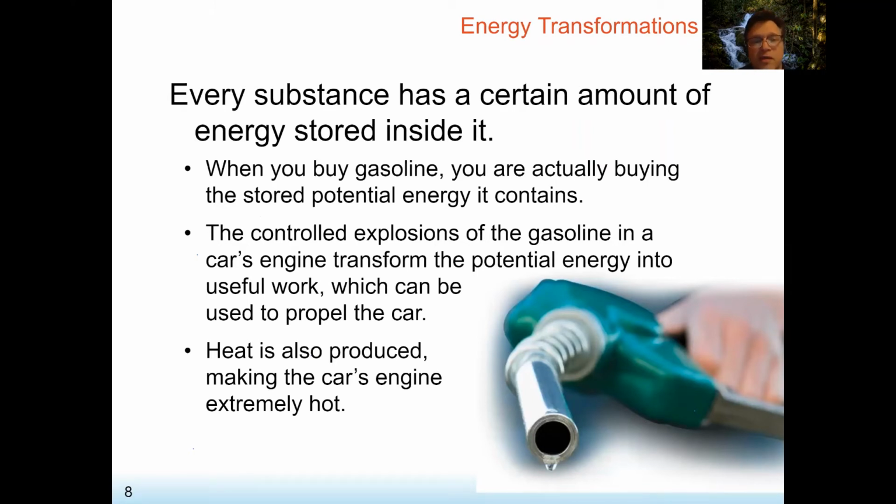To further that idea, when you buy gasoline for your car, you're really buying the chemical potential energy in the gasoline. There's a lot of energy that can be released from gasoline, and when that happens, you can convert the chemical potential energy to kinetic energy that drives your car. You also produce a lot of heat.